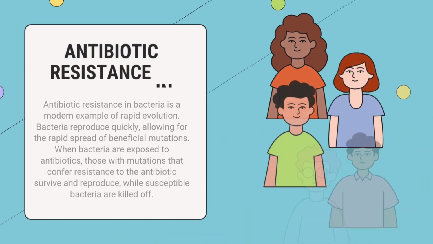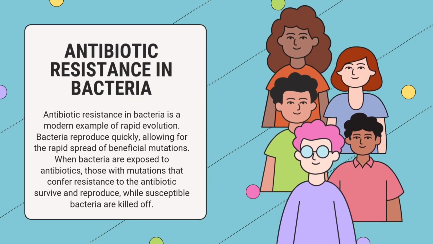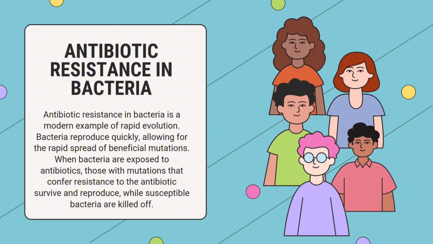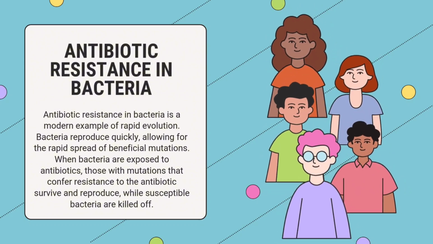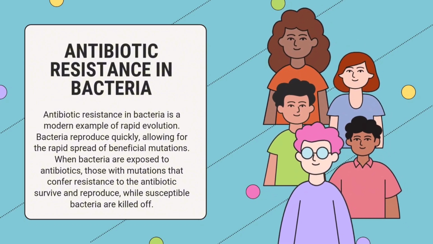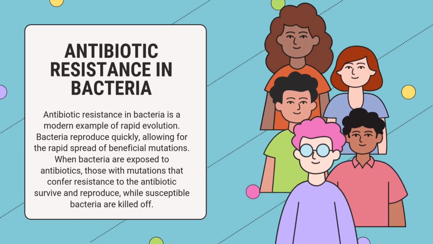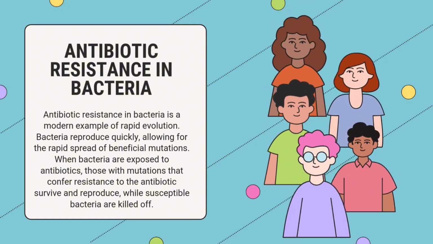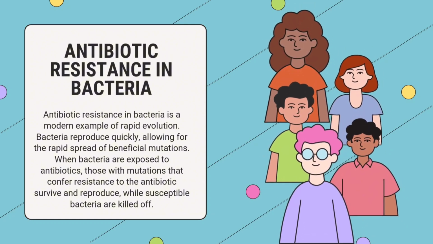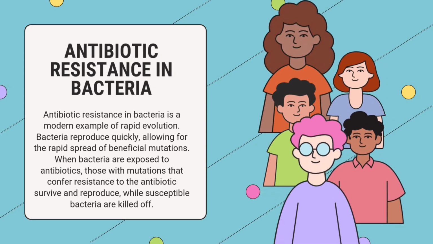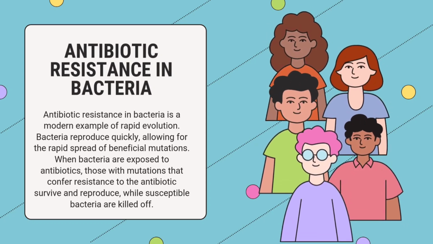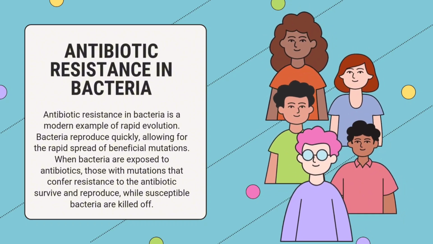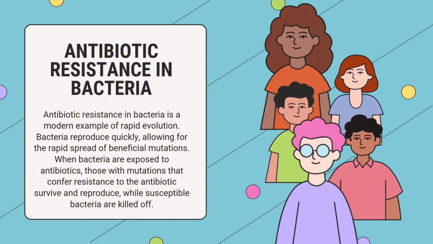Next is antibiotic resistance in bacteria. Antibiotic resistance in bacteria is a modern example of rapid evolution. Bacteria reproduce quickly, allowing for the rapid spread of beneficial mutations. When bacteria are exposed to antibiotics, those with mutations that confer resistance to the antibiotics survive and reproduce, while susceptible bacteria are killed off. So bacteria rapidly develop resistance to antibiotics through mutation, highlighting the speed of evolution and its implications for human health.